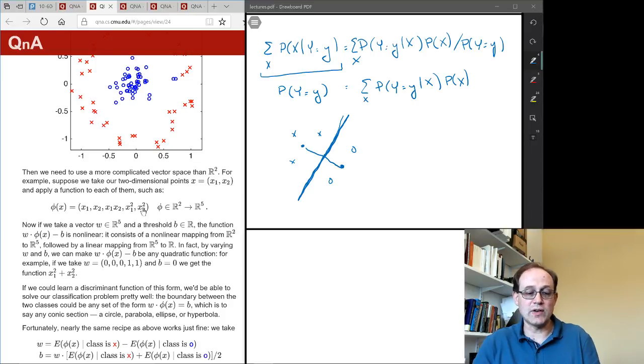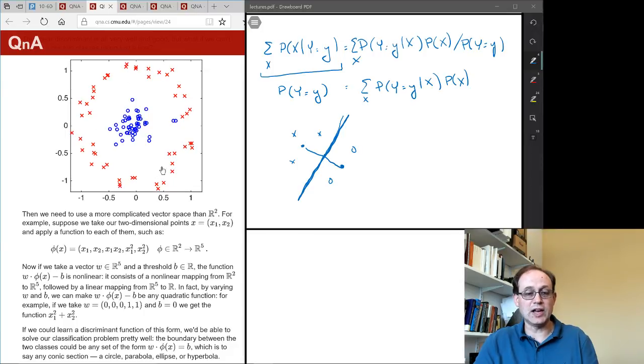And so that's a quadratic function. And so if we can learn a linear discriminant, if we can learn a discriminant function, nonlinear in terms of our original vector, but linear in terms of our expanded vector, then we would be able to solve our classification problem pretty well, it looks like, right? Because we'd be able to learn any quadratic discriminant function. In particular, we'd be able to learn a circle, right?